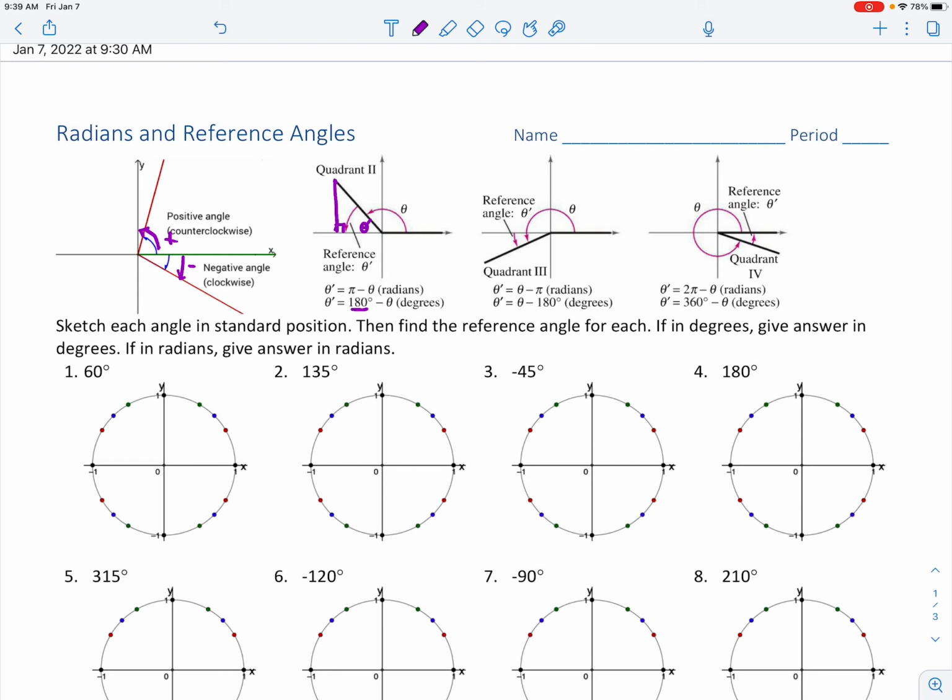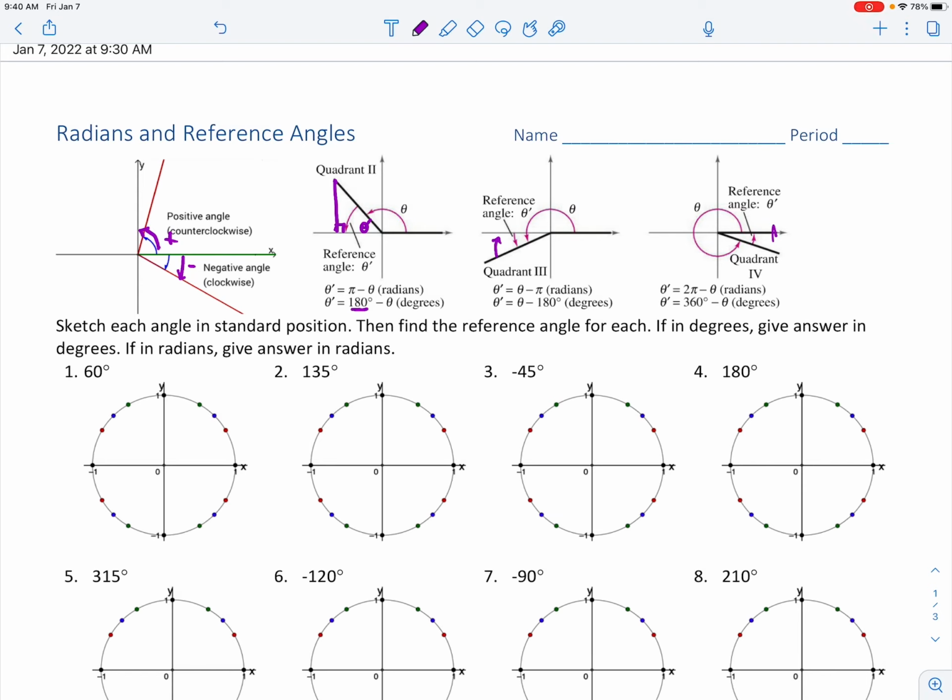If our angle is bigger than 180 or pi, but smaller than 270 or 3 pi over 2, we're in quadrant 3. And again, we want to know what is its relationship with respect to the x-axis. And so we're always either going to be, if we're in quadrant 2 or 3, adding or subtracting from 180 or pi. When we get to quadrant 4, we would be adding or subtracting from 360 or 2 pi to find out how far we are away from the x-axis.